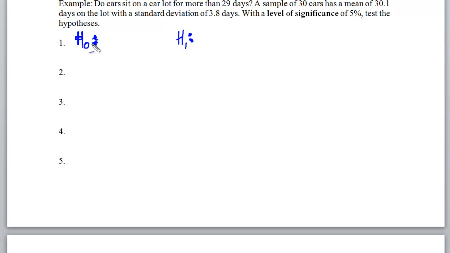So you've hopefully unpaused your video, and the null hypothesis is going to be that the average number of days a car sits on the lot is 29. Our question was, do cars sit on a lot for more than 29 days? So this becomes our alternative hypothesis. Our null hypothesis is always something not changing. 29 days is the average, and we want to see if the alternative to the null hypothesis is correct. Now, this is going to be a right tail test.